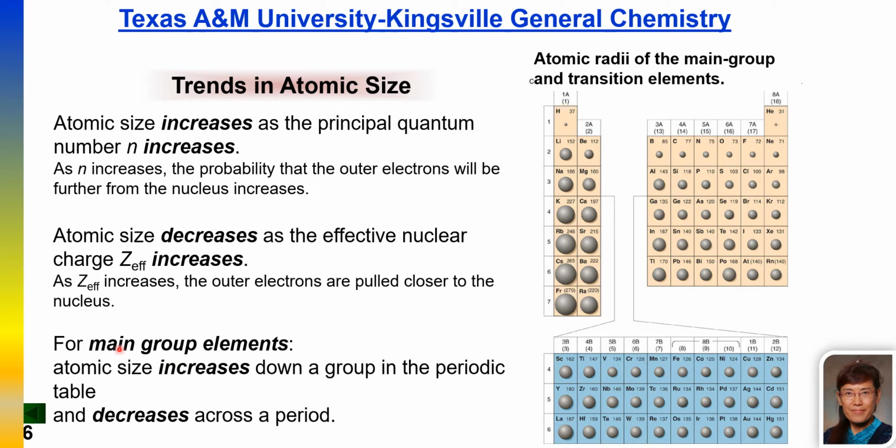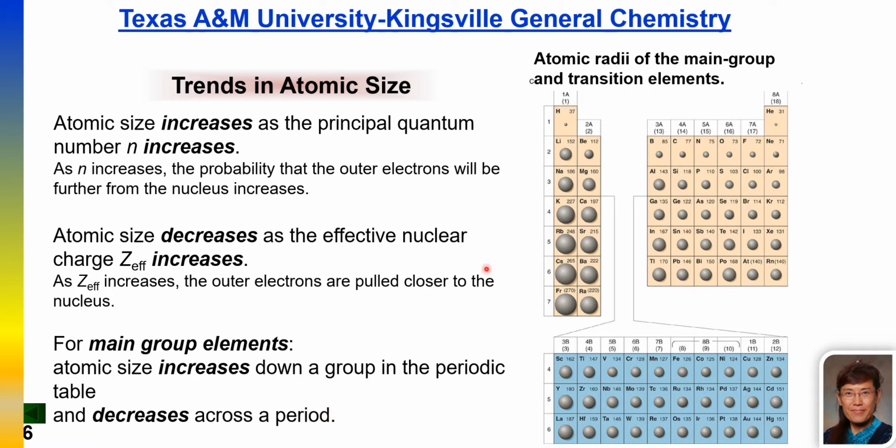From the left to the right, generally speaking, the atomic size decreases. To make it simple, this trend is much more applicable for the main group elements, the ones in the A's, 1A, 2A, 3A, 4A, 5, all the way to 8A, or group 1, 2, 13, 14 to 18. Transition elements are a little bit more complicated. For those main group elements, the atomic size increases down a group in your periodic table, and decreases across your periodic table.